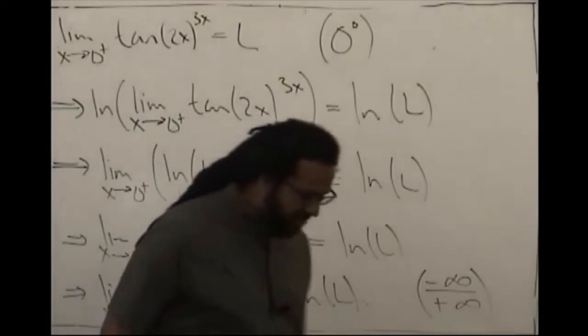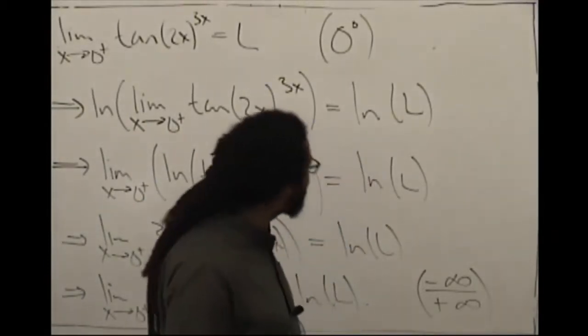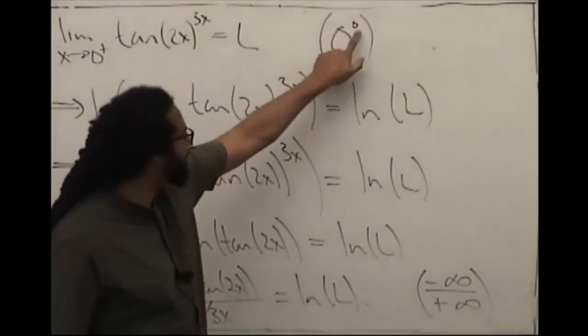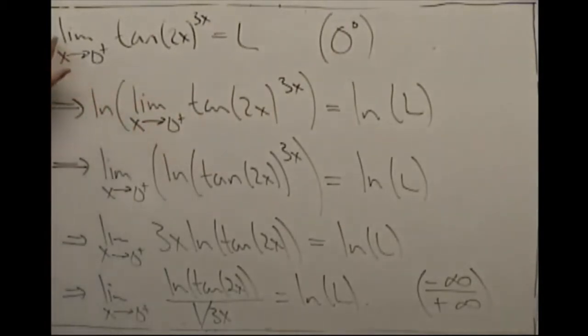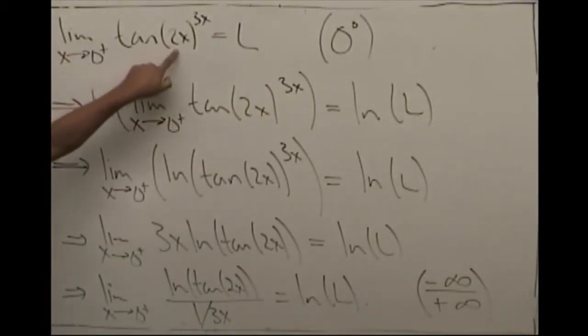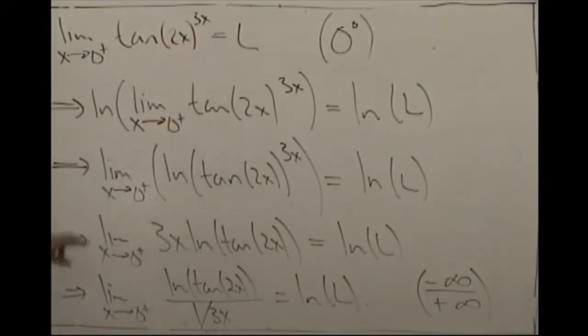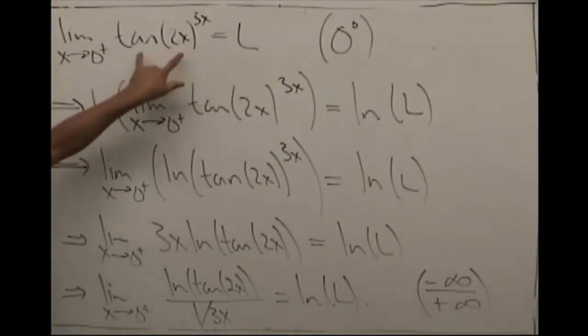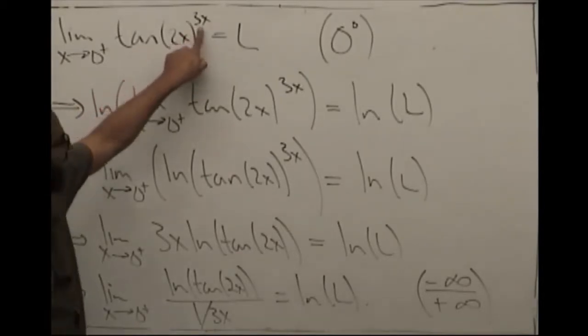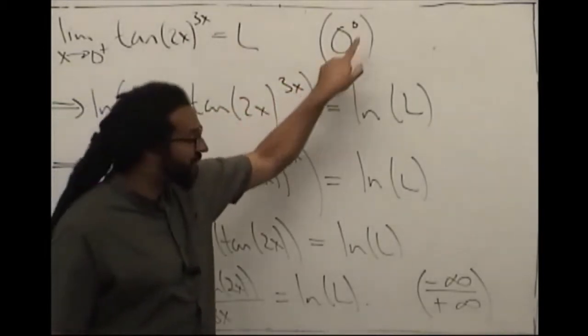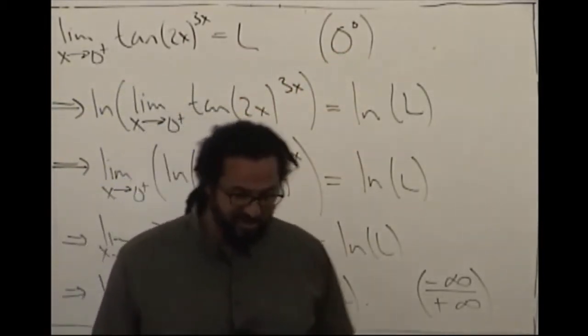All right, here's another example where we've got an indeterminate form involving the exponent. So we want to look at the limit as x approaches 0 from the right of tangent of 2x, all raised to the 3x power. If you plug in 0, you get tangent of 0 is 0, and then in the exponent we get a 0. So this has the form 0 to the 0 power.